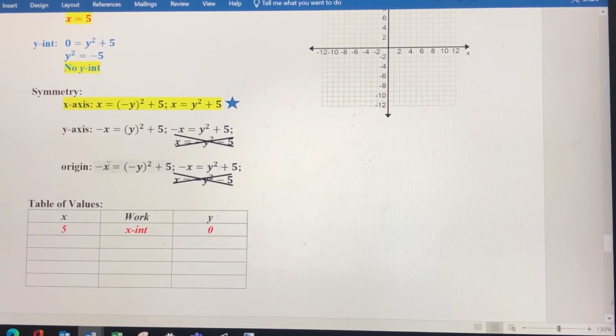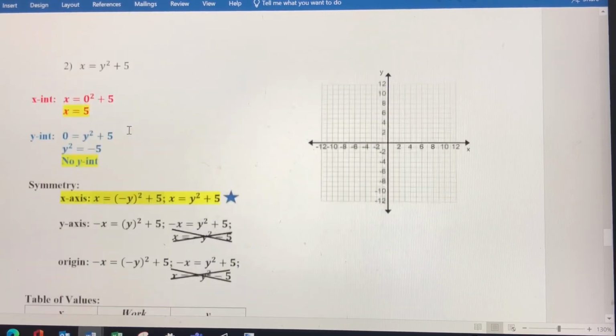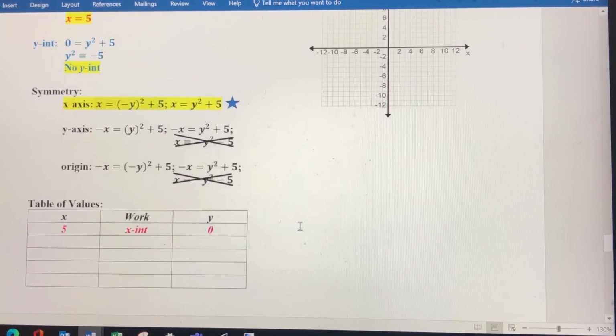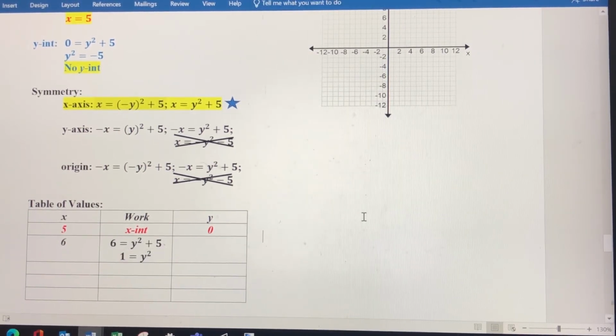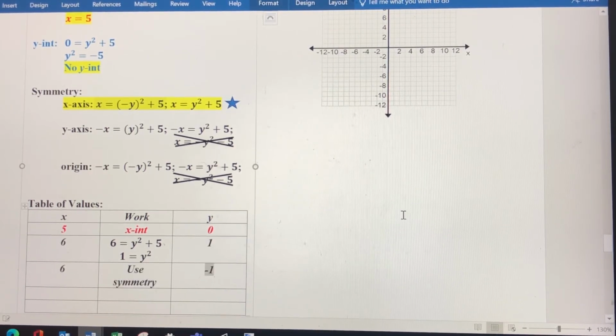So let's look at our original equation. Let's say I just plug in 6 for x. When I solve this, I'm going to subtract 5 from both sides, and I get 1 equals y squared. When I take the square root of both sides, I get two answers. I get a positive 1, but then I should also understand, using that symmetry, that I'm also going to get a negative 1. So if I substitute 6 for x, I actually get two values for y.